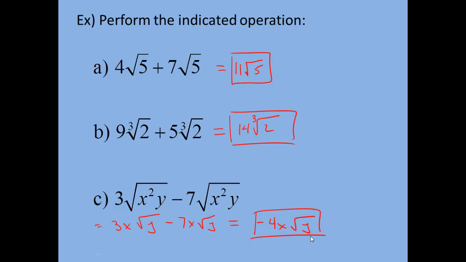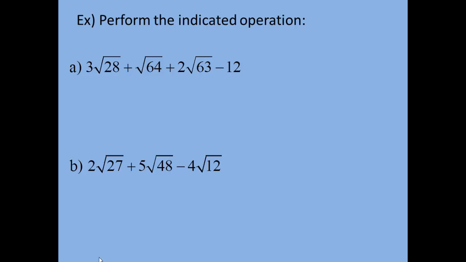Let's take a look at some more complex examples. If we wanted to perform the indicated operation here, for A, we have 3 radical 28 plus radical 64 plus 2 radical 63 minus 12. Remember, our first step was to simplify each term if possible. So here I've got 3 radical 28. When I'm simplifying a square root, you want the highest factor that's a perfect square for 28.